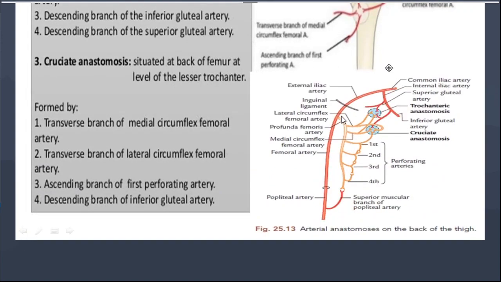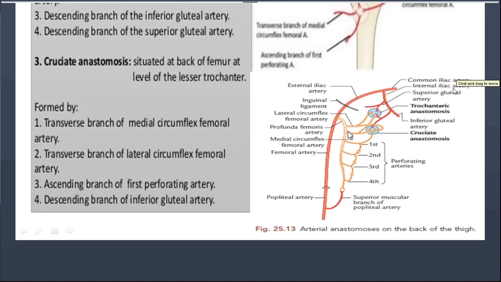So you can see this is the profunda femoris artery. I already told you it gives the lateral circumflex femoral artery, and this lateral circumflex femoral artery gives a branch. Again, here one branch is towards the trochanteric anastomosis. This is called the ascending branch, the ascending branch of lateral circumflex.